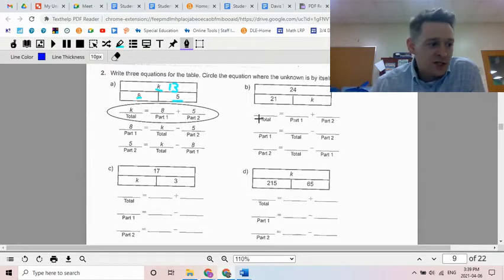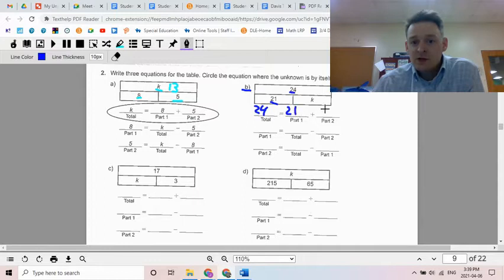But to answer this question, we have next, we have a total and we have part one, but we don't have part two. Part two is the letter K. So let's create our equations. The first one, our total is 24, and part one plus part two would look like this. 24 equals 21 plus K.